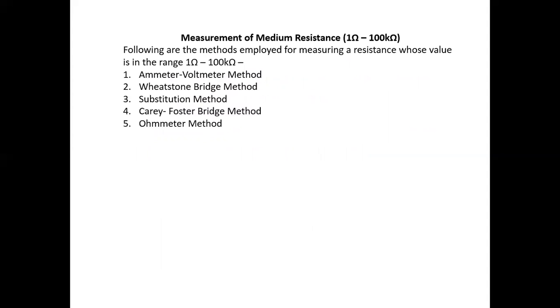The methods used for measurement of medium resistance, that is 1 ohm to 100 kilo ohm, are the ammeter voltmeter method, in which an ammeter and a voltmeter, two meters, are used for measurement of resistance; the Wheatstone bridge method, in which a bridge is used; the substitution method, Carey-Foster bridge method, and ohm meter method.